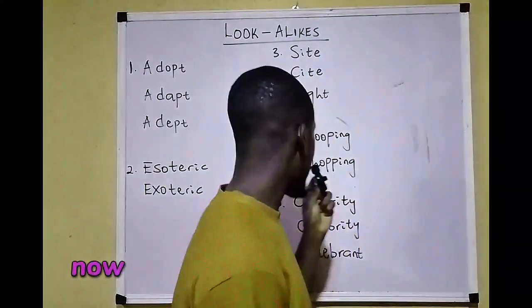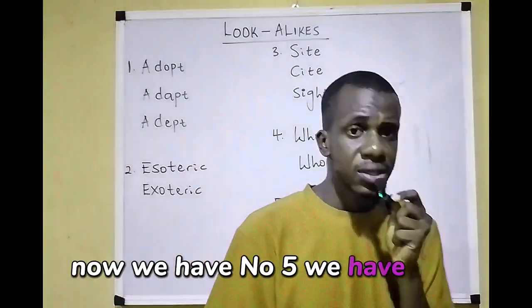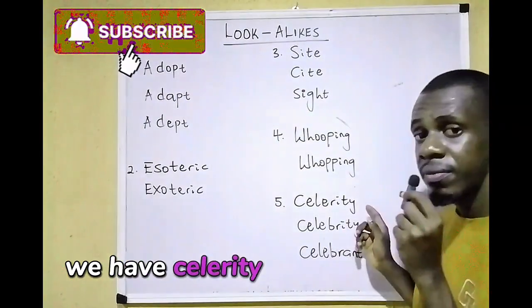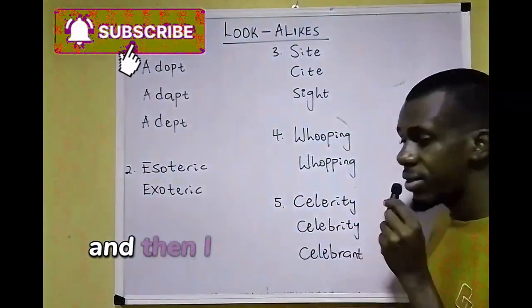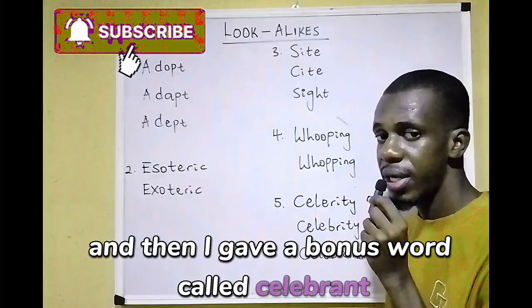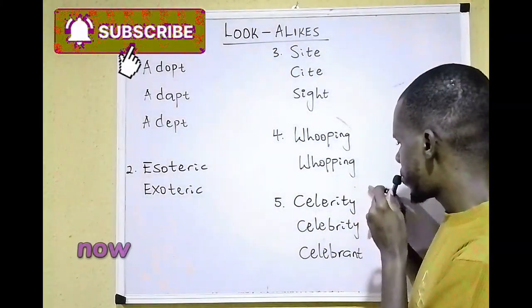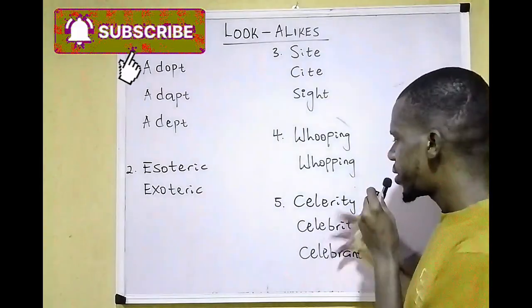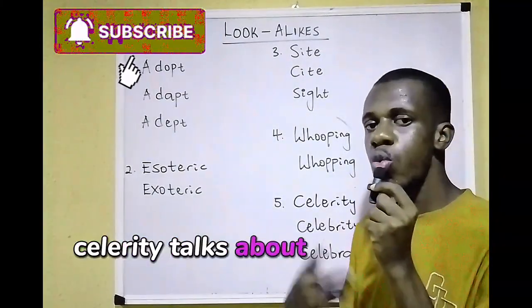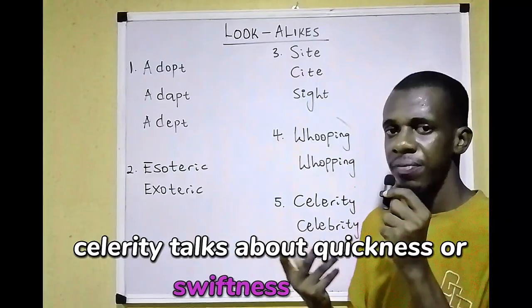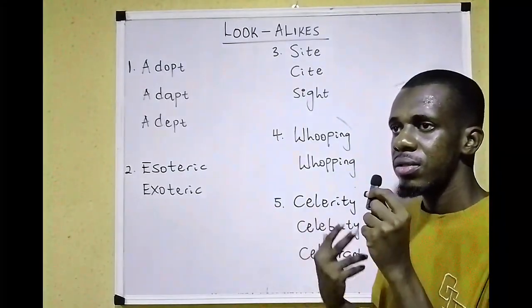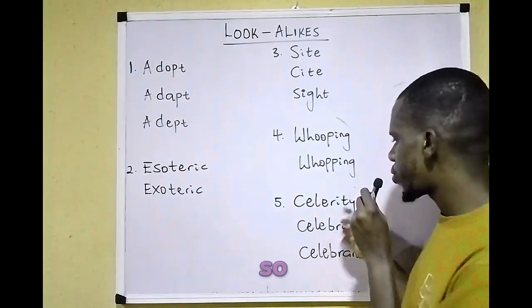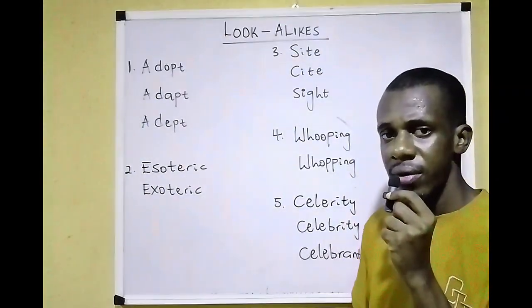Excellent. Now we have number 5. We have 3 keywords. We have celerity, we have celebrity, and then I gave a bonus word called celebrant. Now 3 of them are nouns or can be used as nouns. Celerity talks about quickness or swiftness. That is speed, the rate at which something happens. So that's celerity.